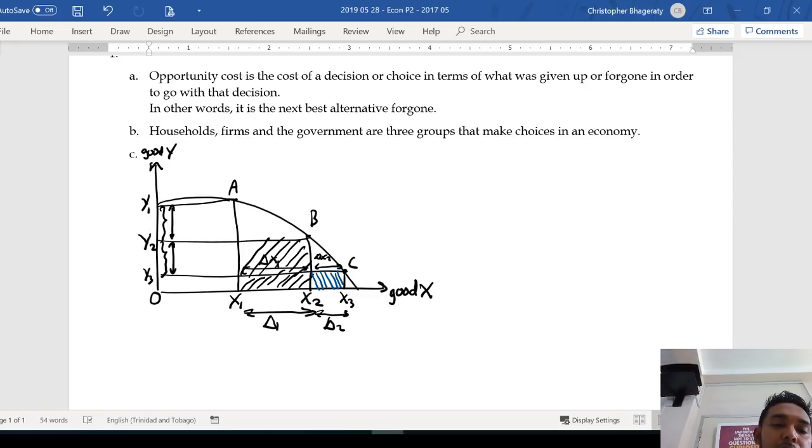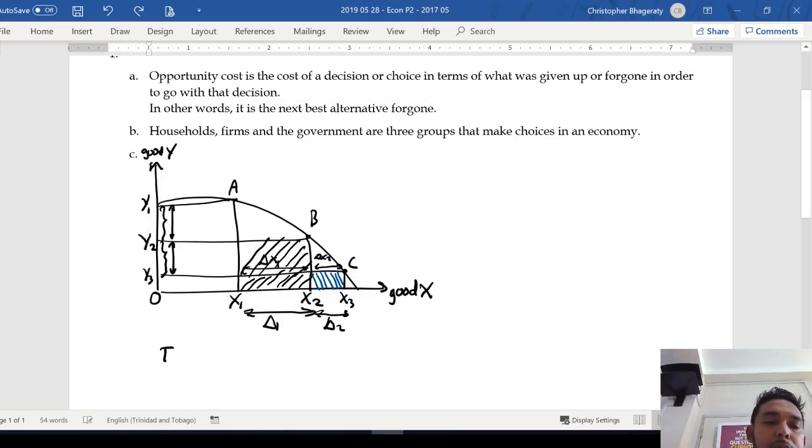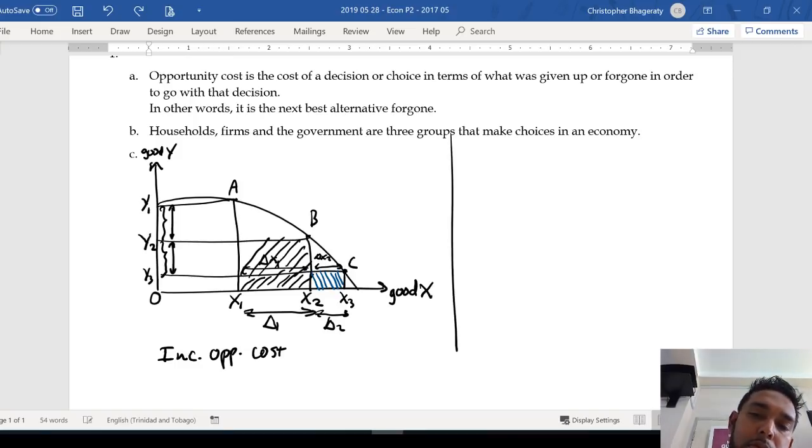So this diagram over here shows, let's go back to black, this one is increasing opportunity cost.